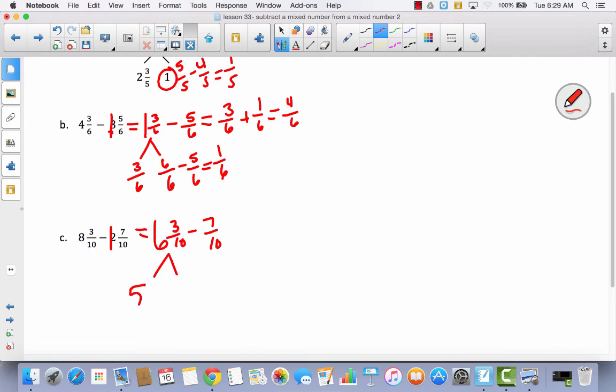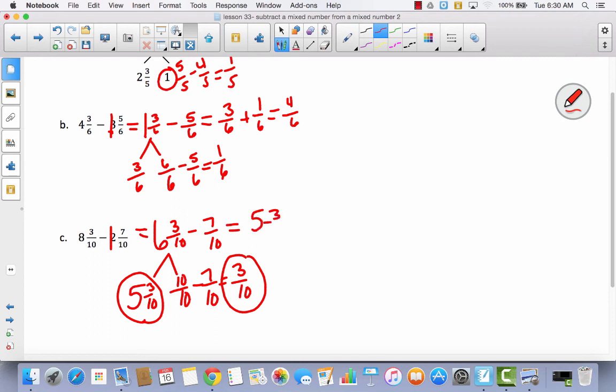So that's going to leave 5 and 3/10, and this is going to be 1 whole. But I'm going to make it 10/10 so that I can subtract 7/10 from it, which gives me 3/10. Now all I have to do is put this fraction back with this next number. So I've got 5 and 3/10 plus 3/10 equals 5 and 6/10.